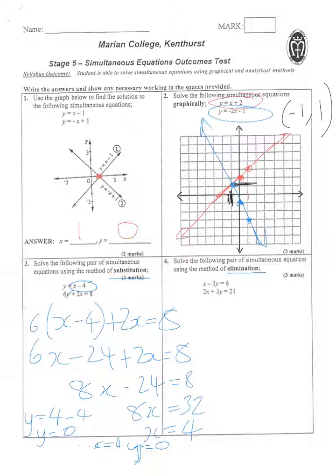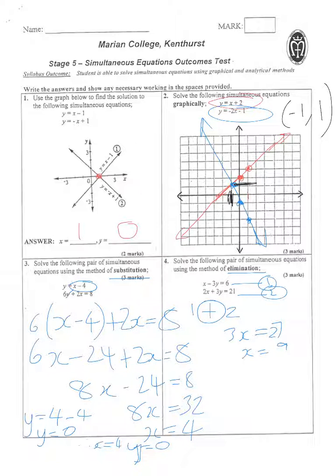Okay, the elimination. Alright, we look for the letters that have the same value, which is the y's, they both have 3. Now, to get rid of minus 3 and positive 3, we need to add the equations together, because minus 3 plus 3 gets us 0. So, equation 1 plus equation 2. We get x plus 2x is 3x, minus 3 plus 3 is 0, 6 plus 21 is 27, divide by 3 and we get 9.